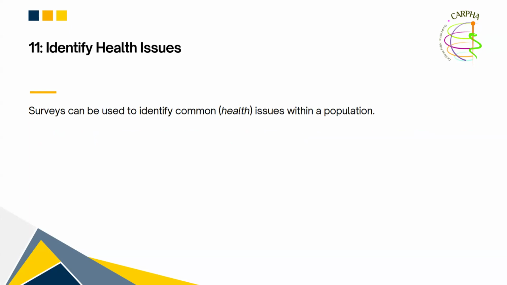11th, which is to identify health issues. And of course, this is done a lot. UNICEF, for example, does a lot of surveys as it relates to demographic surveys and national surveys, the multiple indicator cluster survey that's also done, and some other countries do other national surveys.